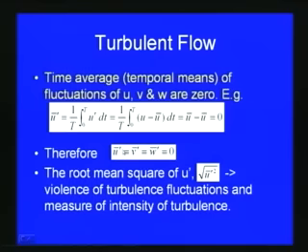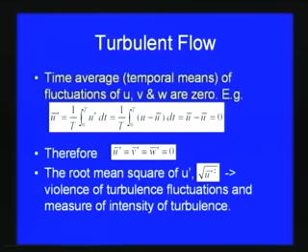Therefore, u dash mean value is equal to v dash mean value is equal to w dash mean value is equal to 0. And then the root mean square of u dash we can express, and this will be the violence of turbulence fluctuations and a measure of the intensity of turbulence. So, the intensity of turbulence or the violence of turbulence fluctuations we can express as the square root of u dash squared bar. This gives the violence of turbulence fluctuations and a measure of the intensity of turbulence.